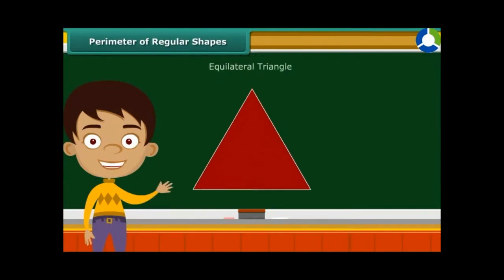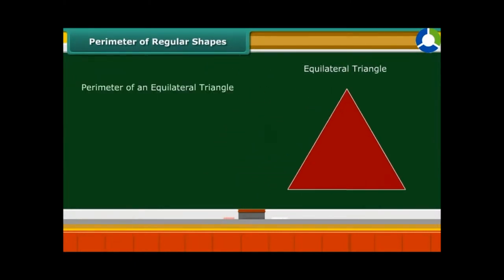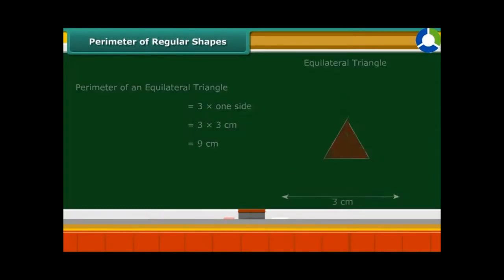Another regular shape is the equilateral triangle whose 3 sides are equal. Perimeter of an equilateral triangle is 3 multiplied by its side. Suppose there is an equilateral triangle of side 3 centimeters, then the perimeter of the equilateral triangle is 3 multiplied by 3, which is 9 centimeters.